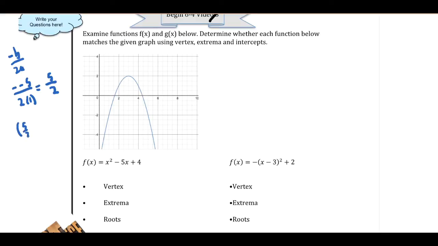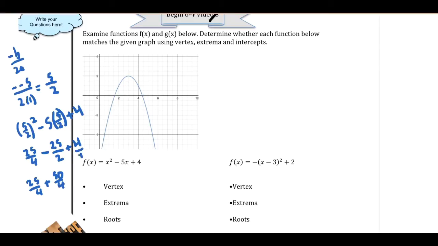So I'm going to plug in 5 halves squared minus 5 times 5 halves plus 4. I'm going to square my 5 halves, and that's going to give me 25 over 4. Minus, I'm going to multiply these and get 25 over 2. And then I'm going to add 4. Now I have to have a common denominator to be able to add these. So it's going to be 4. So I'm going to do 25 fourths. Plus, to get a 4 on the bottom here, I have to multiply top and bottom by 2. So that's going to give me 50 over 4.